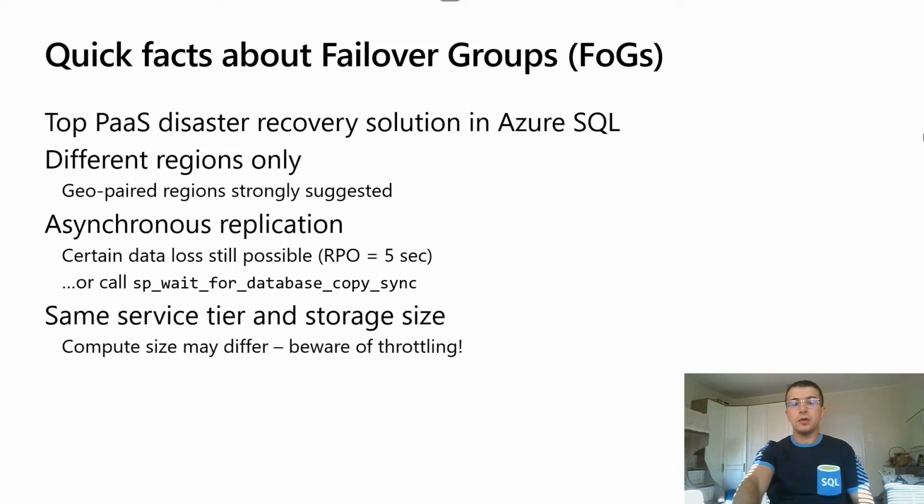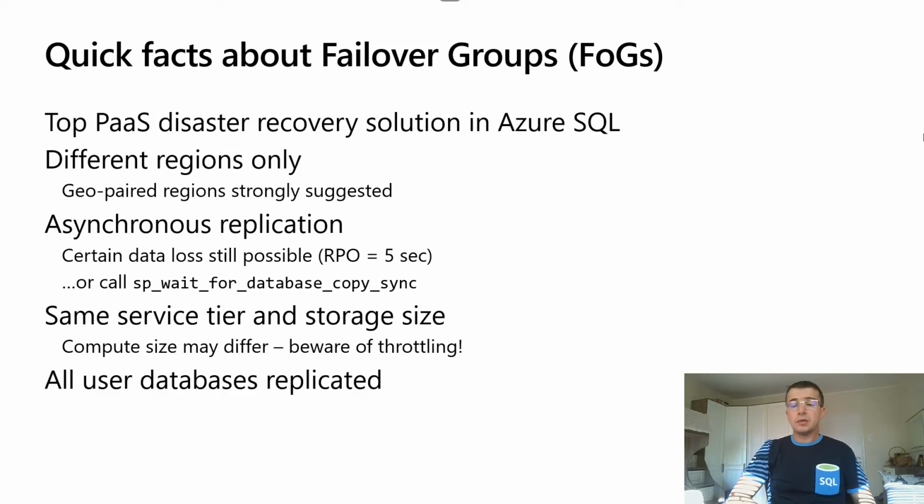the regional failover. Failover Groups require that both instances have the same service tier and even the same storage size. However, compute size may be different between primary and secondary. Note, however, that there is a throttling mechanism. If the geosecondary, which has a smaller amount of resources available, for example, cannot catch up with the primary, it will throttle the workload on the primary, meaning that you should be really careful when deciding to downsize your geosecondary.